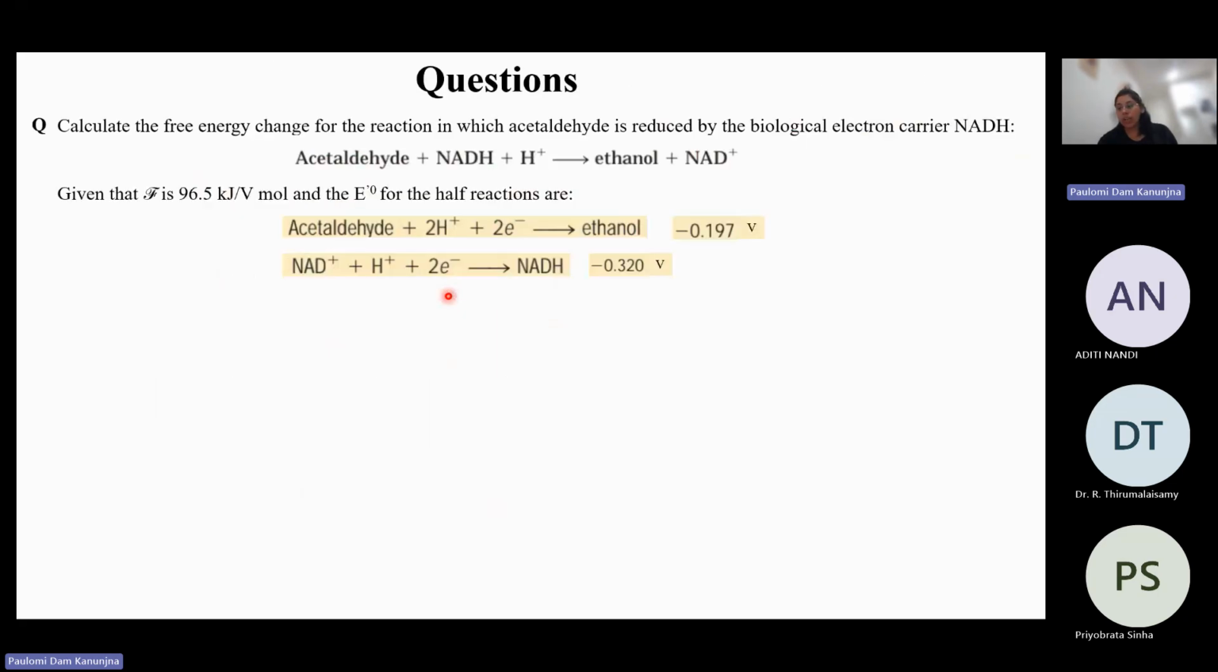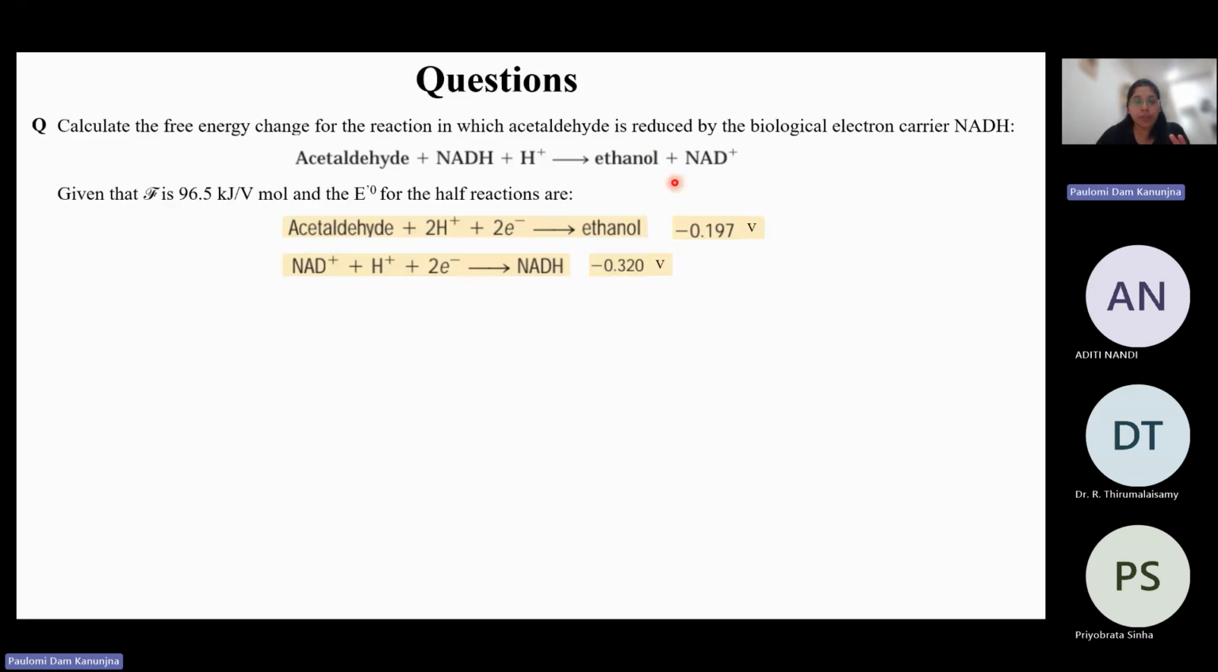Okay. So let's make it easier to understand with two numericals that we are going to do right now. Let's attempt this first one. You have to calculate the free energy change for this reaction, which is acetaldehyde getting reduced to ethanol. Okay.